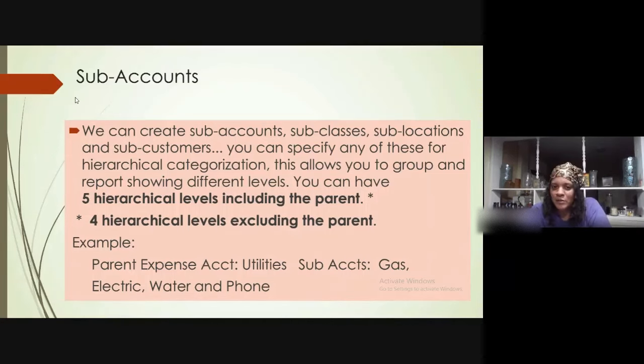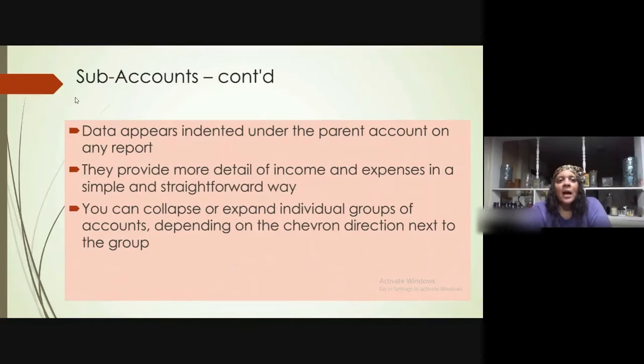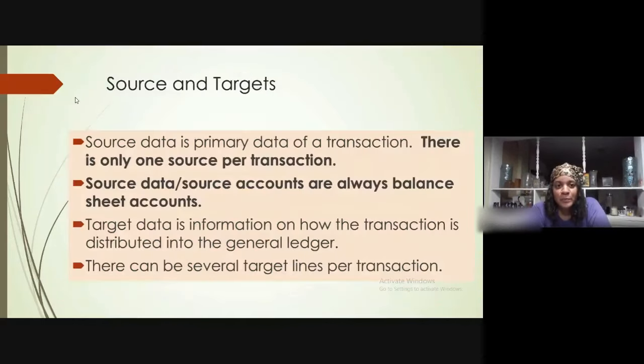And I gave you an example here so you can visualize this. So let's say I'm going to have my parent account utilities. I can have under that one parent account 4 sub-accounts, which would be gas, electric, water, and phone. With these sub-accounts, data appears indented under the parent account on any report. They provide more details of income and expenses in a simple and straightforward way. You can collapse or expand individual groups of accounts depending on the chevron direction next to the group.